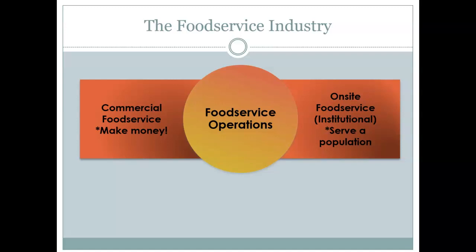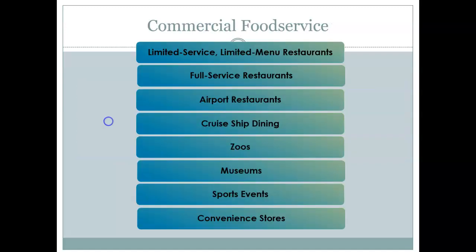The on-site segment, sometimes referred to as non-commercial or institutional, provides food service as a secondary activity for the business in which the food service is located. Examples of this could be schools, healthcare institutions, assisted living, and so forth. Making money is not their ultimate objective. We'll give you some more examples in the subsequent slides.